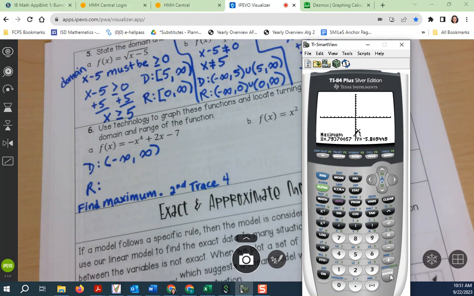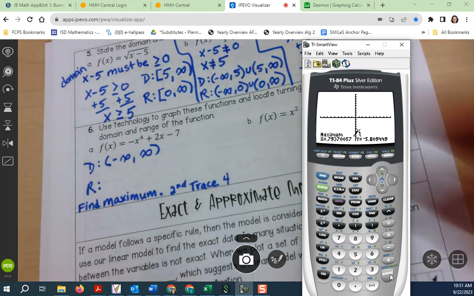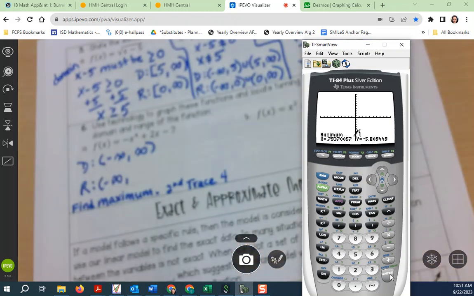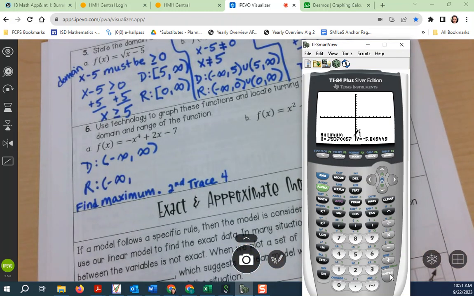So our range is going to start down at negative infinity, and it's going to go all the way up to that maximum. Let's do 3 sig figs, so we'll write negative 5.81.